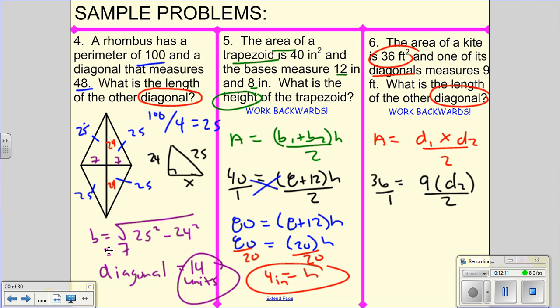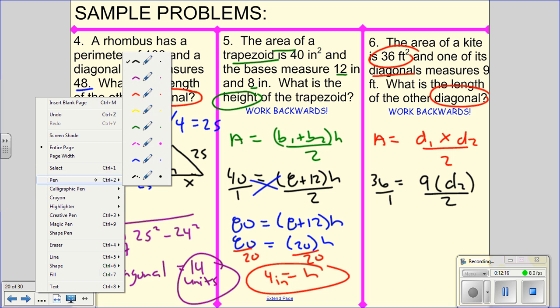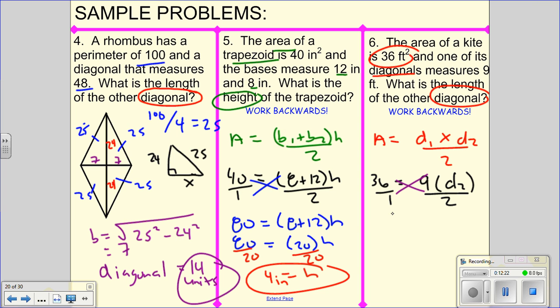So again, I would put 36 over 1 and cross multiply. So it'd be 2 times 36, which is 72. And that's equal to 9 times d2. And then divide both sides by 9, which would give you 8 is equal to diagonal 2, or 8 feet, since we know the units. And this concludes your notes for today.